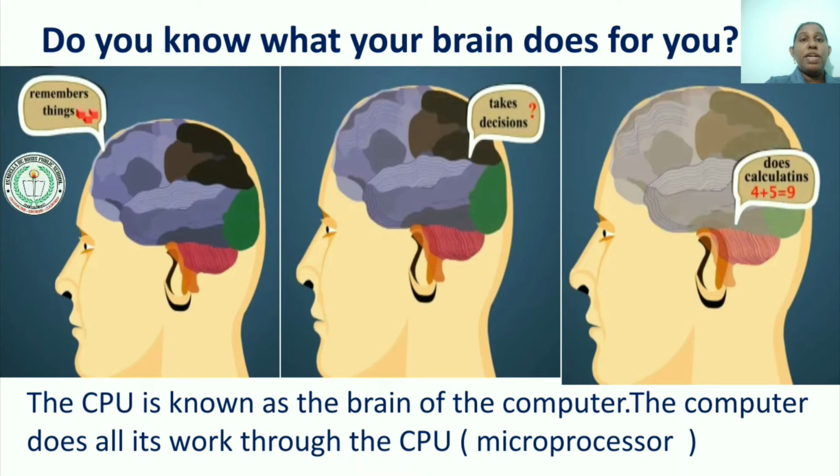The computer does all its work through the CPU or microprocessor. കമ്പ്യൂട്ടർ എല്ലാ വർക്കും ചെയ്യുന്നത് എന്തിലൂടെയാണ്? CPU-യിലൂടെ. CPU-നെ പറയുന്ന പേരെന്താണ്? മൈക്രോ പ്രൊസസ്സർ.